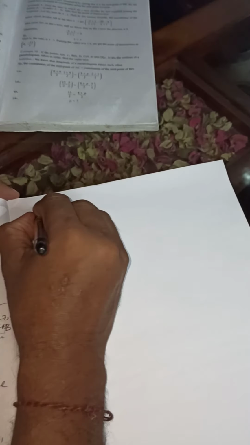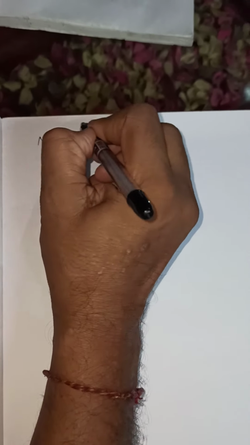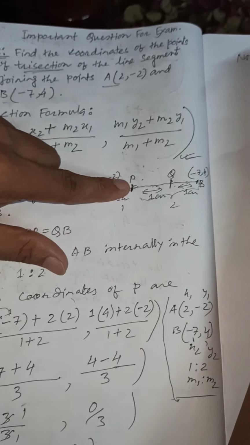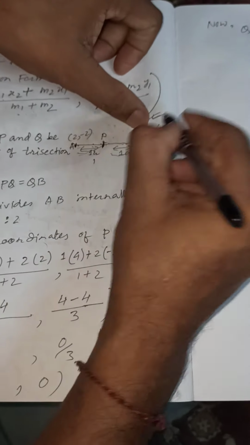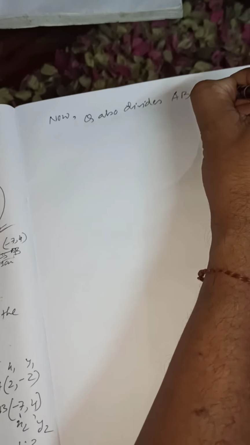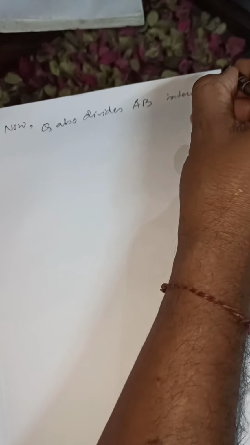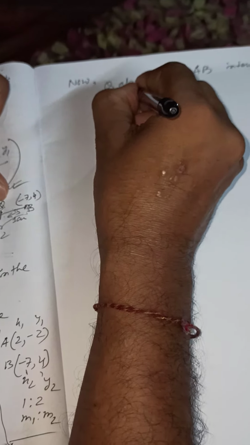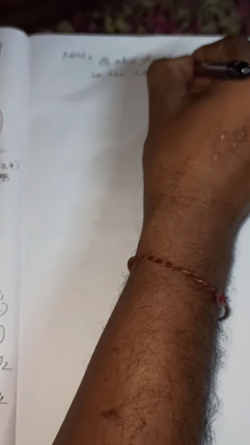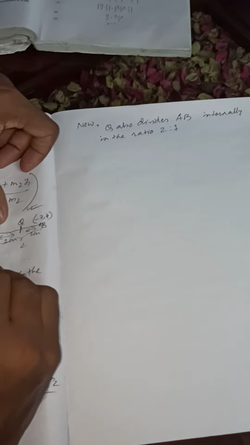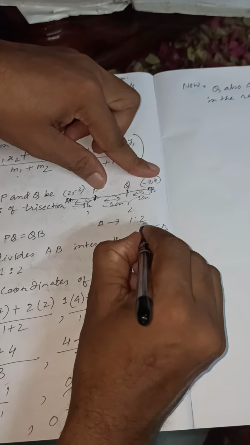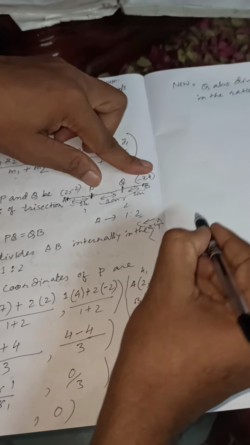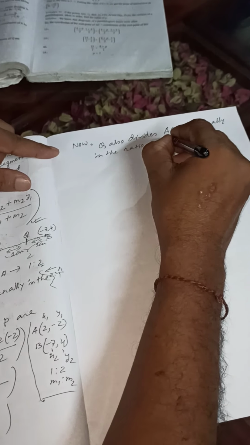Now from the figure, for point Q, Q also divides AB internally, since AB is the main line segment, in the ratio 2:1. If you compare from point A it goes 1:2, then from point B, this will be first, so 2:1. That is the meaning. So this will be 2:1.